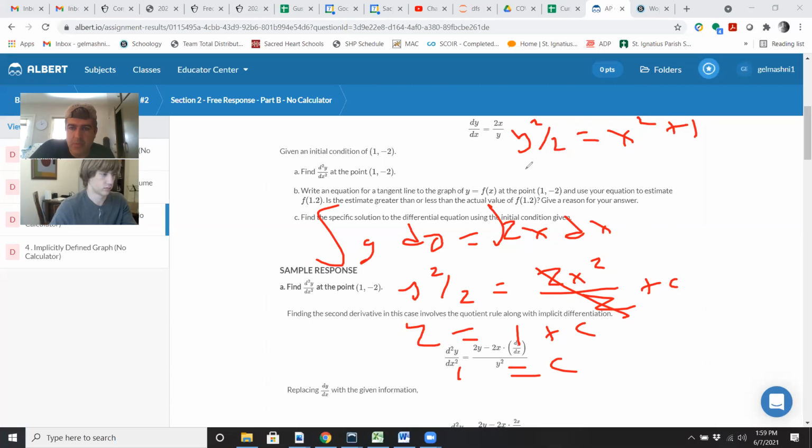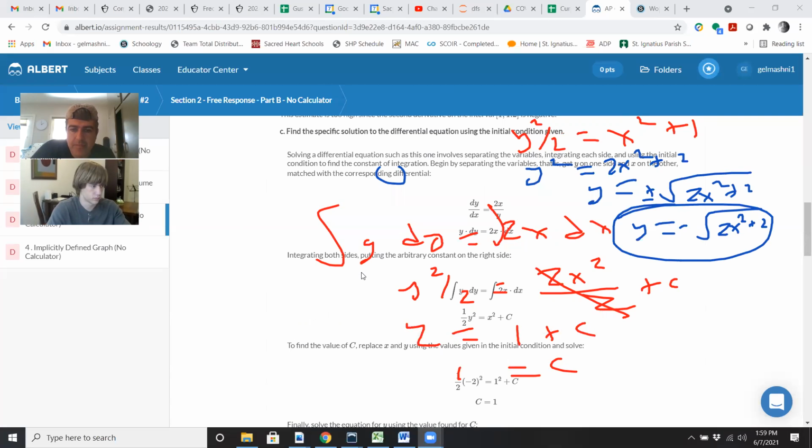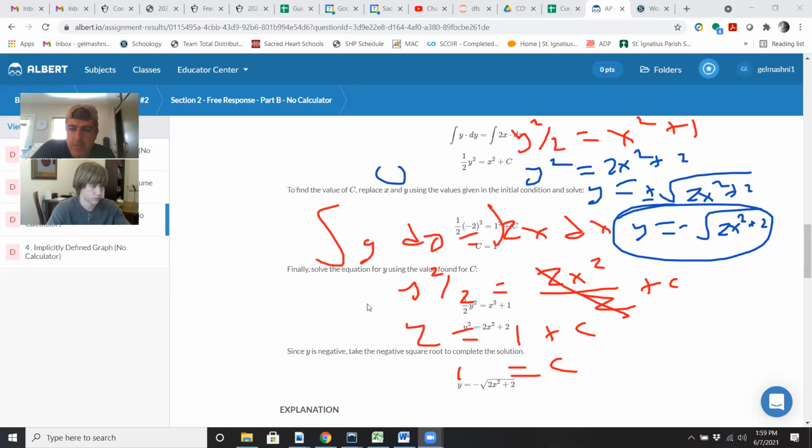We'll change colors here. Multiply everything by 2. Square root. That's plus or minus, mind you. Because y is negative, you're already going to have to go with the negative on the outside of the radical. And if you were plugging in 1, you would get -2 for y. So that's going to be your answer for that one. Yep, y equals -√(2x squared plus 2).